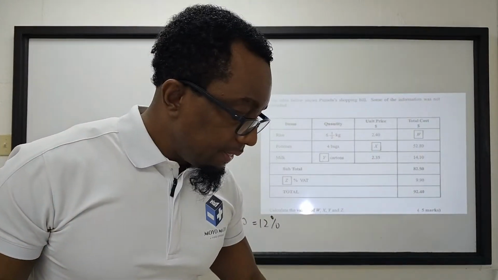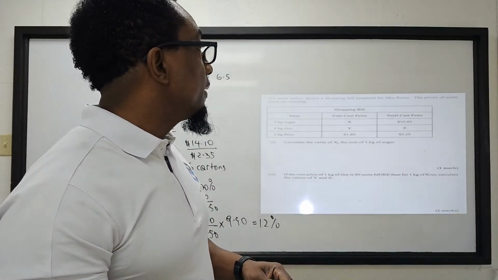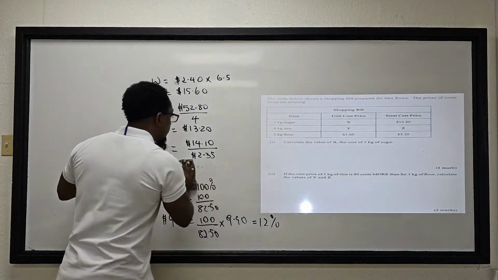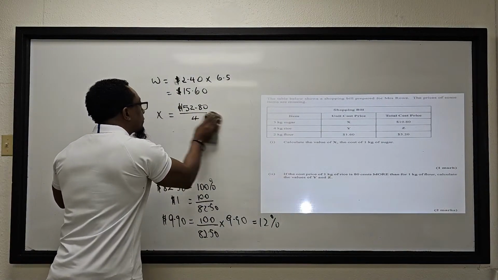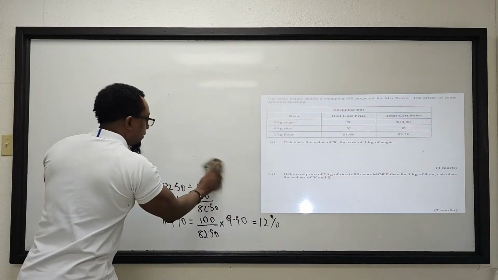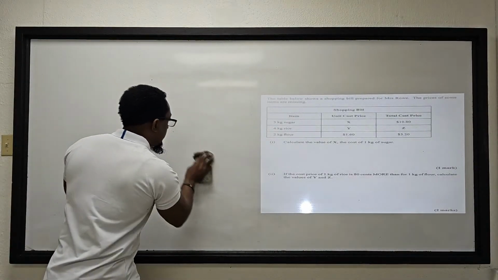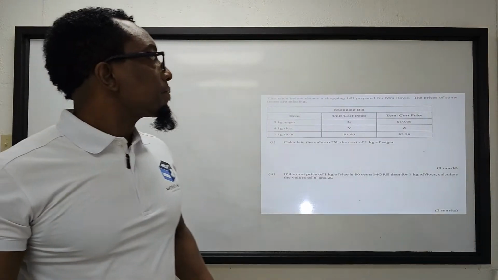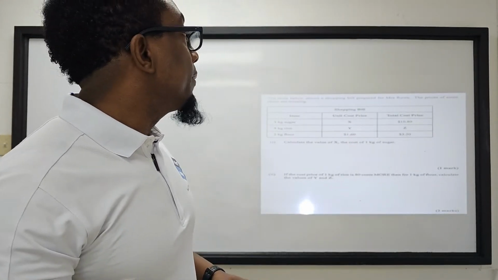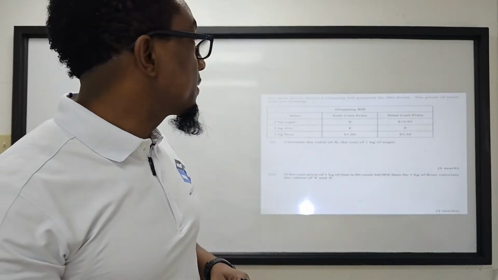So let's look at the second question, which deals with a shopping bill again. And we have here the table below. It shows a shopping bill prepared for Miss Rowe, and the prices of some of the items are missing. So we have to determine what the missing items are.